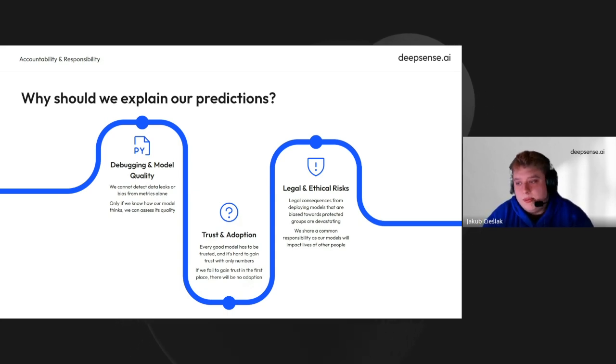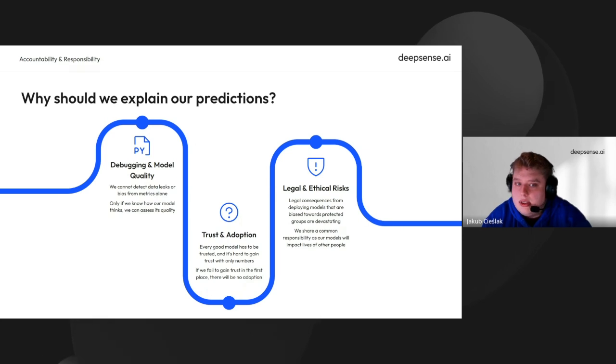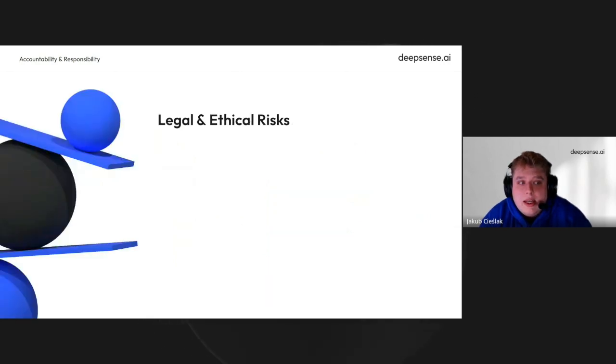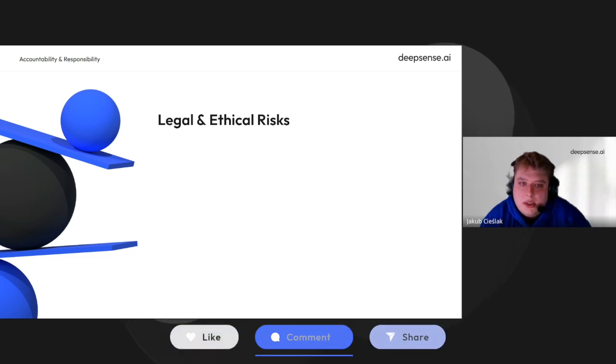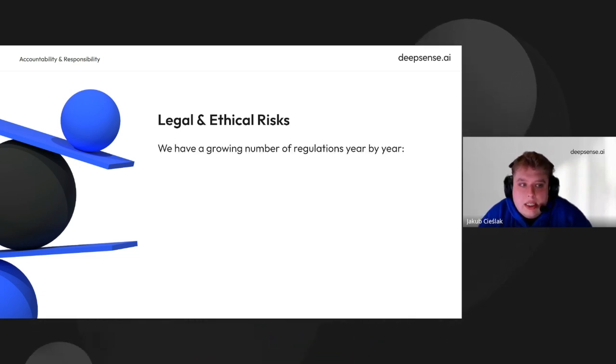So let's be real, nobody wants to face legal consequences. And because there are many regulations that force us to explain predictions of our model to the clients, XAI is mandatory in these cases. And from the ethical side, we also share a common responsibility to make our models fair, as it will impact the lives of other people. So, with legal, there is a lot of movement around regulating development of artificial intelligence in the past couple of years. Each year, there are more and more regulations passed throughout the world.